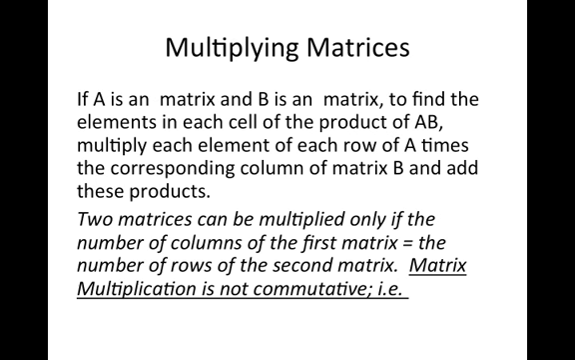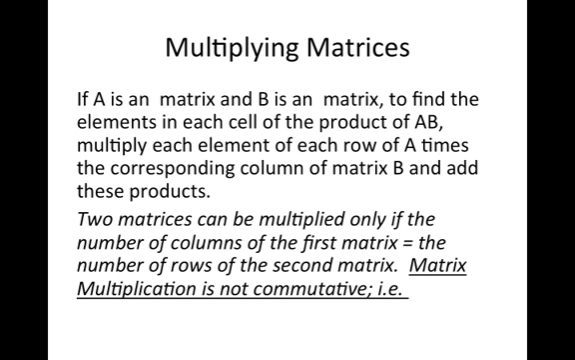Now, if you will recall from Algebra 2, multiplying matrices is not necessarily intuitive. First of all, you have to check that you can do the multiplication by looking at the dimensions. So let's just talk through the process and then we'll actually see it in practice. If A is a matrix and B is a matrix, to find the elements in each cell of the product AB, multiply each element of each row of A times the corresponding column of matrix B and add these products.